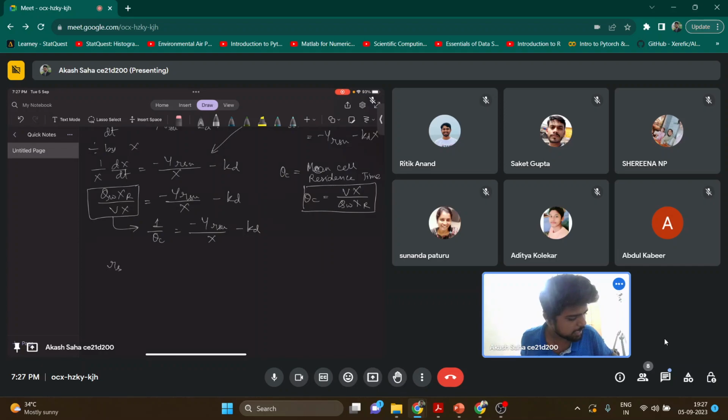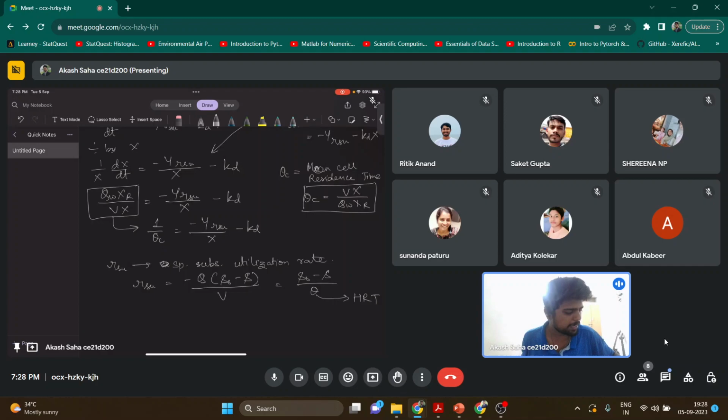And what is my rsu? It is the specific substrate utilization rate, which can be defined as Q into S naught minus S by V. And Q by V I can write as my HRT or theta, which is the hydraulic retention time.